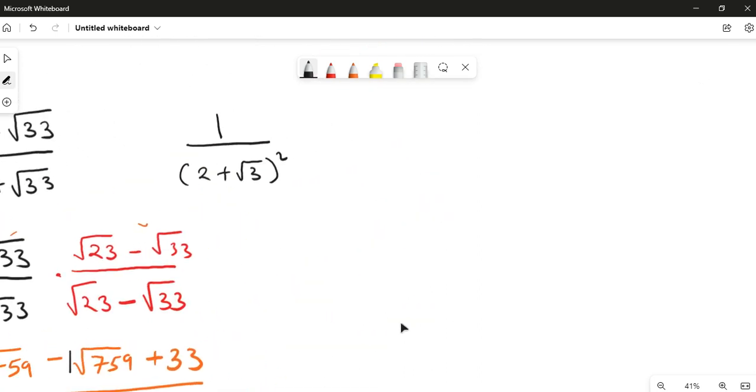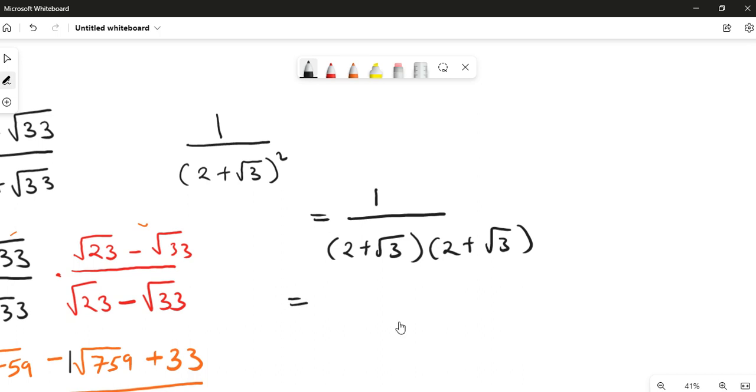We go over to our next one here: 1 over (2 plus the square root of 3) squared. What we have to do is first expand our denominator. So this will be equal to 1 over (2 plus the square root of 3) times (2 plus the square root of 3). Let us expand our denominator. 2 times 2 gives us 4. 2 times the square root of 3 gives us 2 square root of 3.